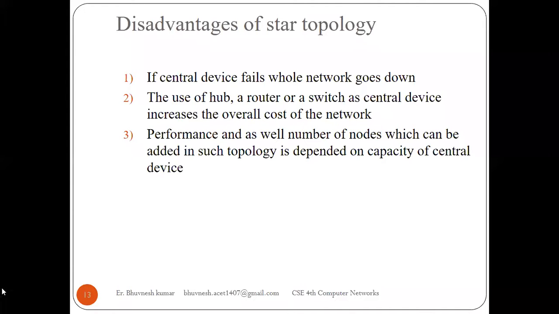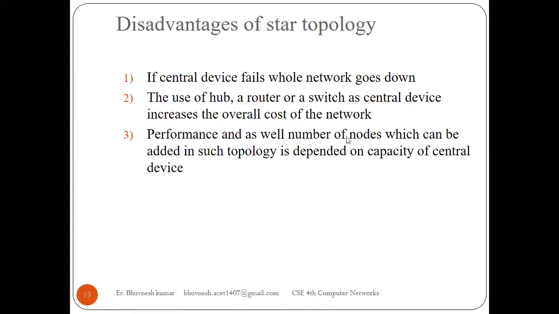The use of a hub, a router or a switch as a central device increases the overall cost of the network. Your hub is not much costlier, but your switch is costlier as compared to a hub, and a router is more expensive as compared to your hub and switch. So its overall cost will be increased.